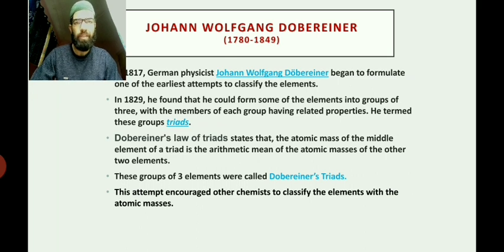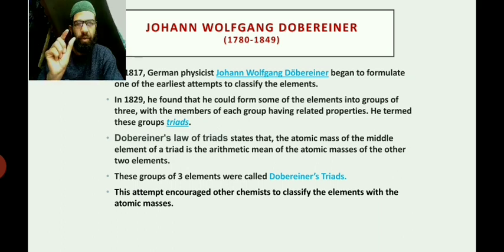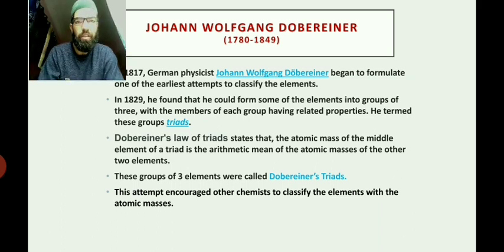What he did, he grouped the elements. At that time there were 30 elements. He grouped these 30 elements in groups of three elements. He put 3 elements having similar properties together and called these groups triads. We know them by the name Dobereiner's triads, and he found 3 such groups. What was the property of these triads? According to his law, the atomic mass of the middle element of a triad is the arithmetic mean of the atomic masses of the other 2 elements.